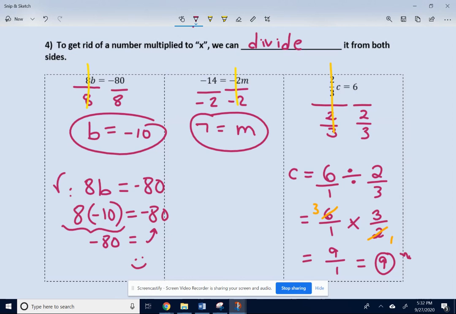Okay, on all 3 of these problems, we had a number that was multiplied to our variable, and to get rid of that number that was multiplied to our variable, we divided both sides by that number.